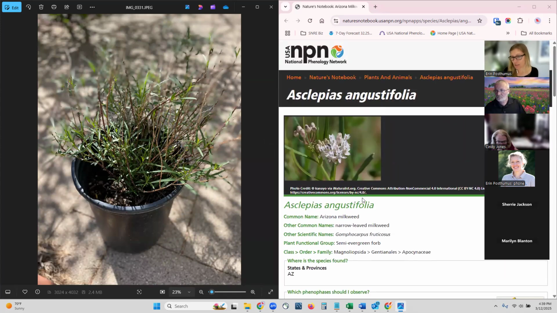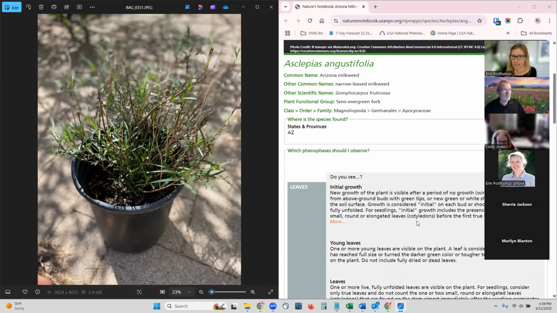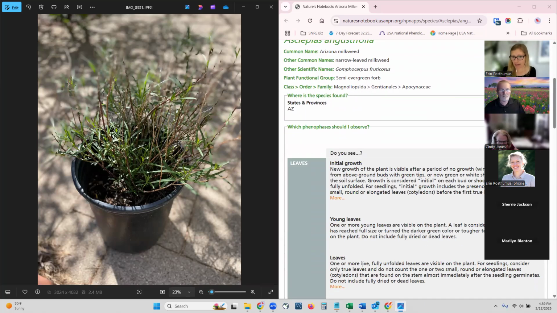If we look on the right here, I have actually our species profile. So this is information that's on the Nature's Notebook website for every single species that's in Nature's Notebook. And this one is for the Arizona milkweed, which is Asclepias angustifolia. And so this lists out all the questions that we have on the Nature's Notebook protocol for this species. And this is going to be pretty similar to some of the species that you're observing in Texas as well.